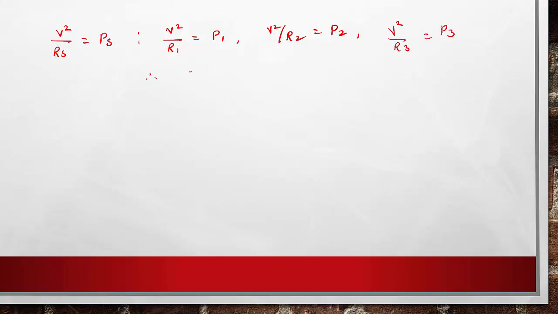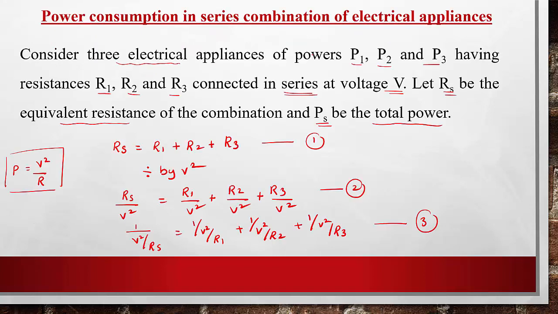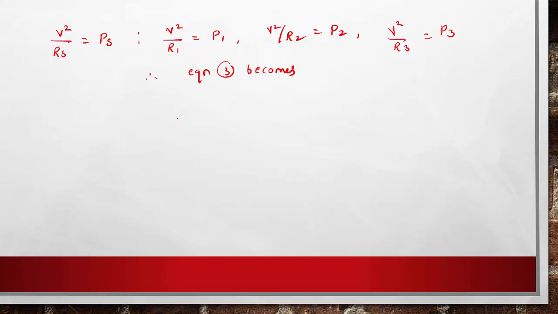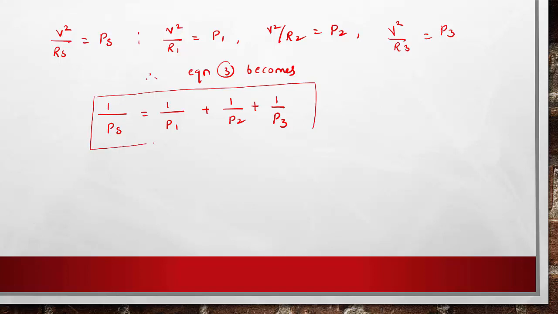So therefore, equation 3 becomes, you can observe here, 1 by V square by Rs can be written as 1 by Ps. 1 by V square by R1, that is 1 by P1, plus 1 by V square by R2 is 1 by P2, similarly 1 by P3. So this is the power consumption for series combination.